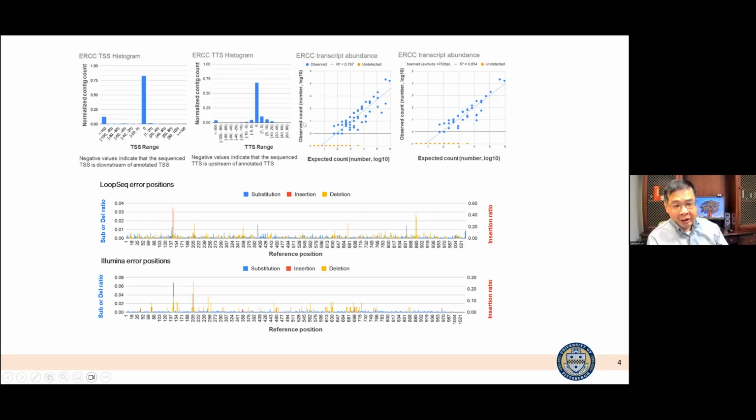It's not a great line, but it's a reasonable, acceptable line. Basically, the R is around 0.91, 0.92. In terms of error rates, it's actually interesting. When we look at the error rates, the insertions, deletions and substitutions look very similar to Illumina short read sequencing. So it shows that the technique works.